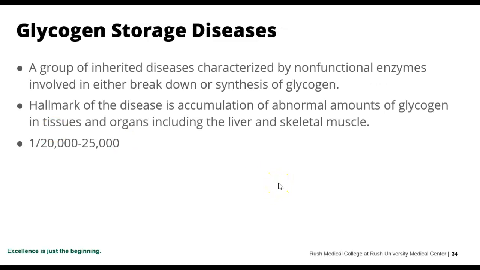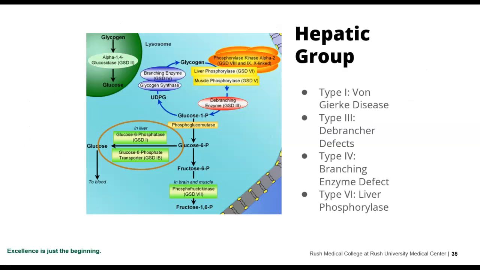The next sugar metabolism disorder I want to talk about is a group of disorders known as glycogen storage disorders. These are a group of disorders characterized by non-functional enzymes involved in either the breakdown or synthesis of glycogen, and glycogen is how we store sugars. The hallmark of this disease is the accumulation of abnormal formation or amounts of glycogen in the tissues, including the liver and skeletal muscle. Fortunately, it's relatively rare, but we're going to talk about these.